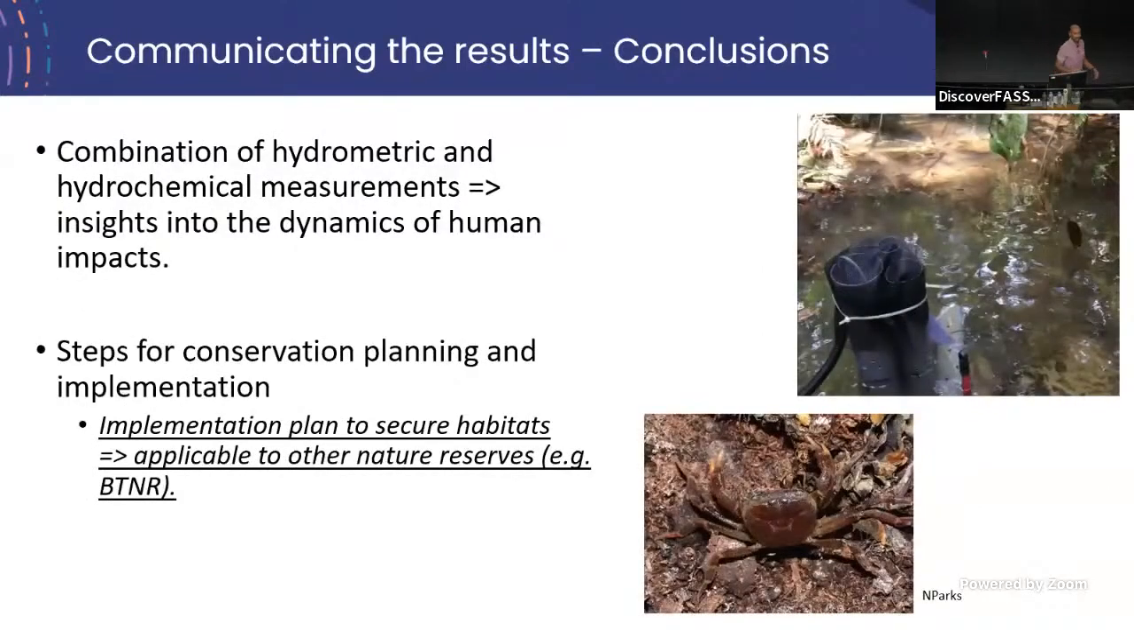So, a couple of take-home messages: the combination of these transdisciplinary methods has enabled us to gather some further insights. These are the things that BES students do, trying to understand or have a go at transdisciplinary methods. And this is one way towards conservation planning and empirical research data. So yes, we did it in USU, but this is also applicable for other nature reserves, like Bukit Nature Reserve.